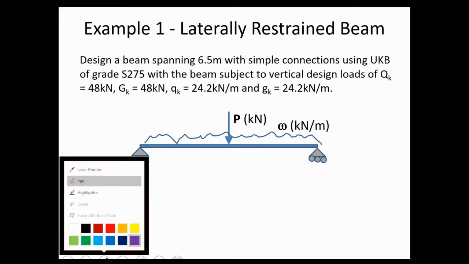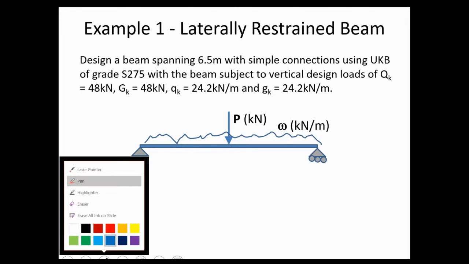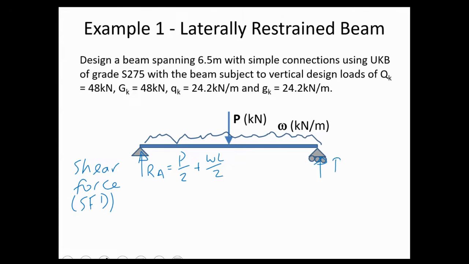The next thing we need to work out is the bending moments. We do the shear force first. What's the shear force that we have to design for? So we can do the shear force diagram. We said that on the support on the right-hand side, RA is equal to P over 2 plus omega L over 2, and on the left-hand side, RB is equal to P over 2 plus omega L over 2.